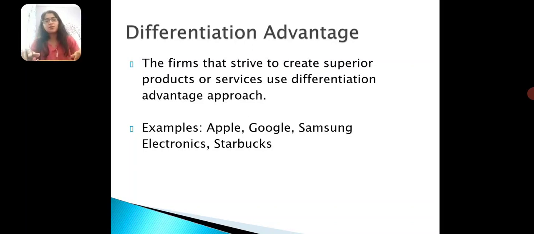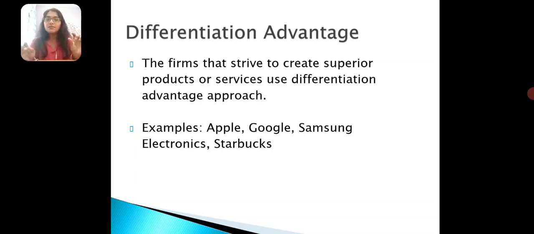Even in the previous session we discussed this, and I gave the example again and again. I am quoting the same Apple example because they are the market leaders, I would say, when we talk about differentiation. They are providing unique products, of course at a premium price, but still there is a huge customer base for them and they have that position in the market. And Google, Samsung Electronics, Starbucks: here they have superior products and services, and charge a high price.